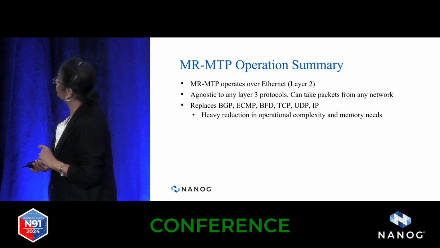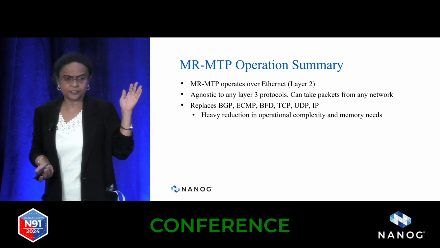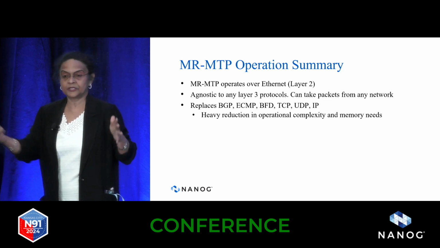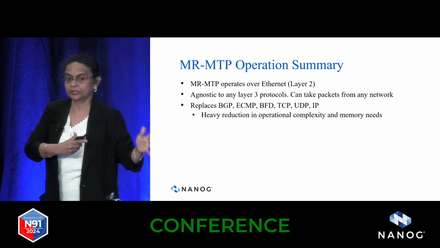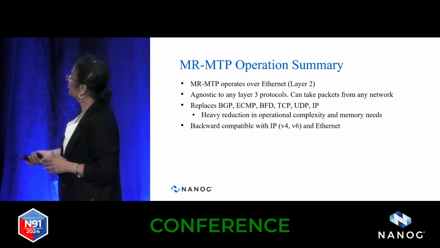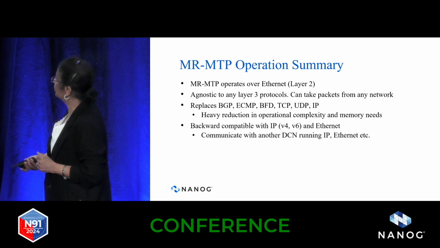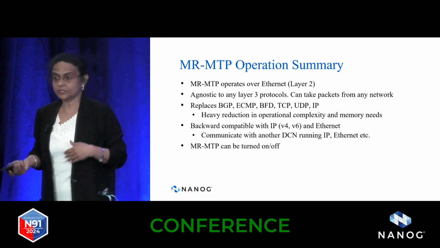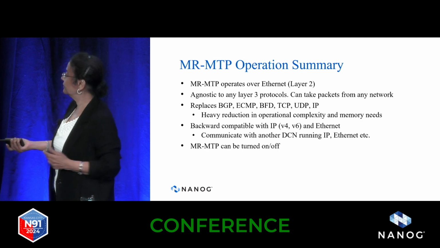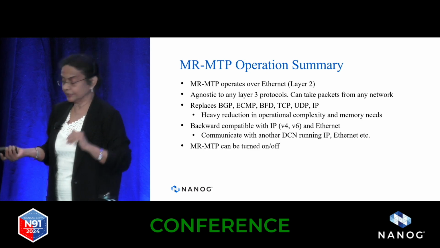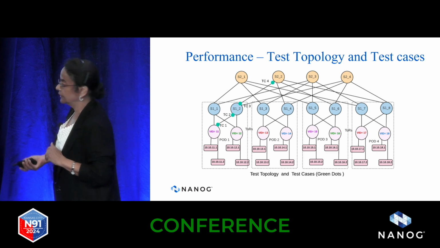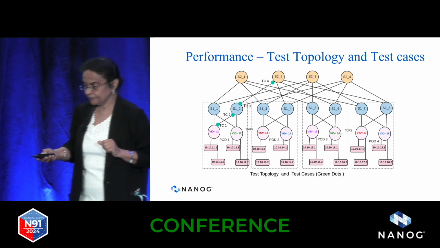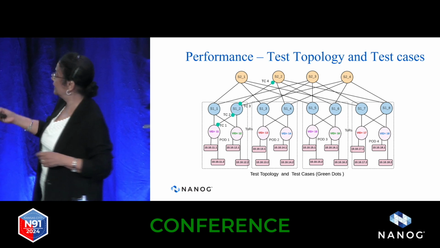I think I have covered all this. Heavy reduction in operational complexity. Just compare the operations that I just explained to you with what you do with BGP, etc. Okay, backward compatible, communicate. I think I've covered all this. I've covered this also. You can turn off MR-MTP if you don't want it and fall back to the typical other protocols.